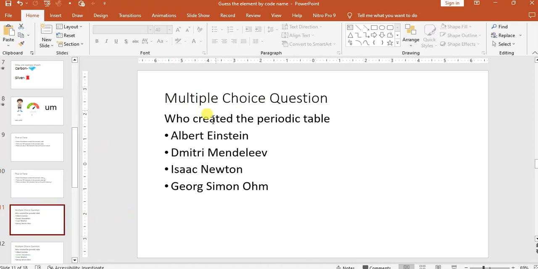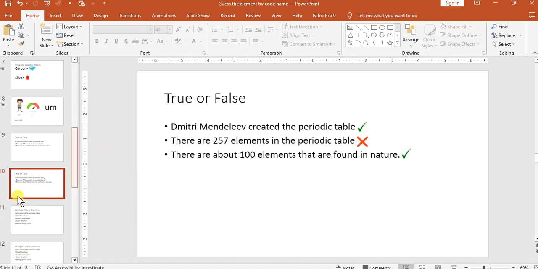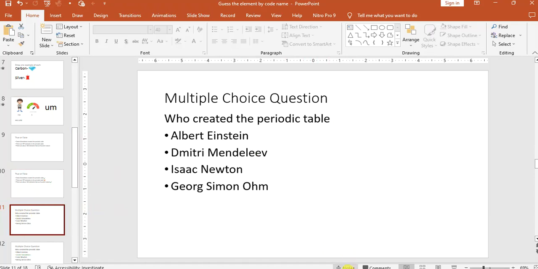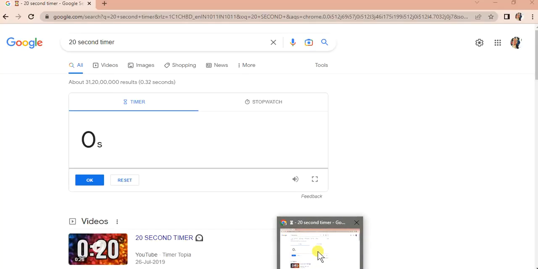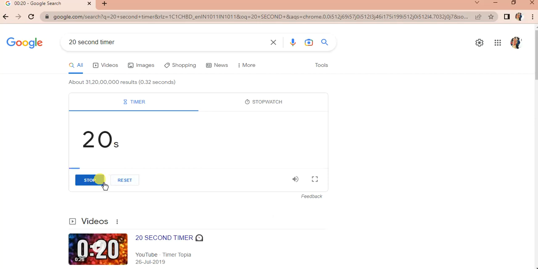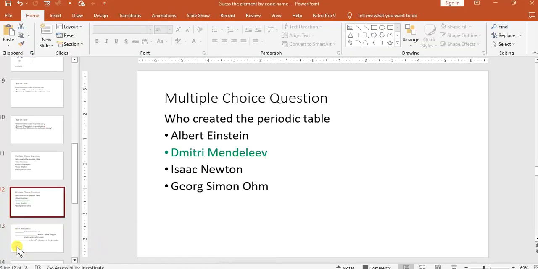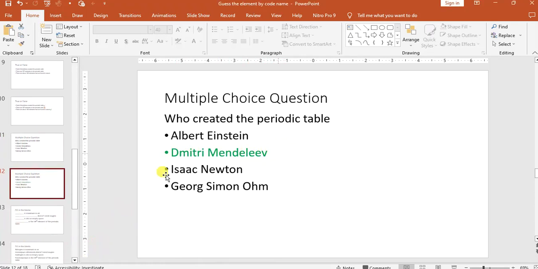Another multiple choice question. Who created the periodic table? We just did it right now, so you can guess it. So, your 20-second timer starts now. Quickly! And time's up! You guessed it. Dmitri Mendeleev.